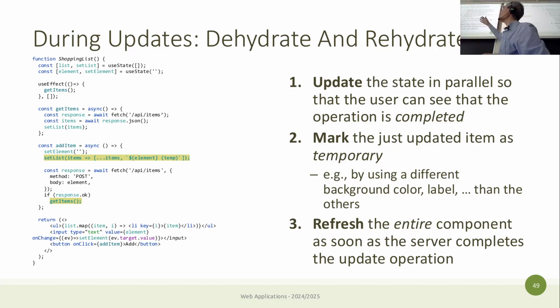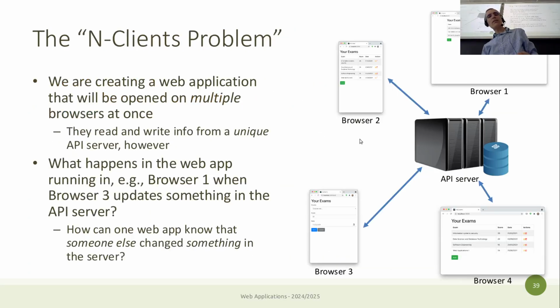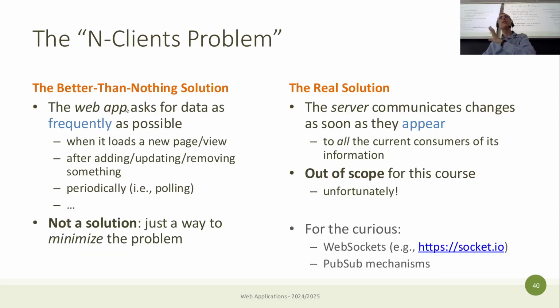Why do we request an update? So the current list of items from the server. Because in this way, we can also mitigate the problem that we saw before, the end client's problem, right? So with this, the better than nothing solution. We interacted with the server. Okay, that's a good time for reloading information.